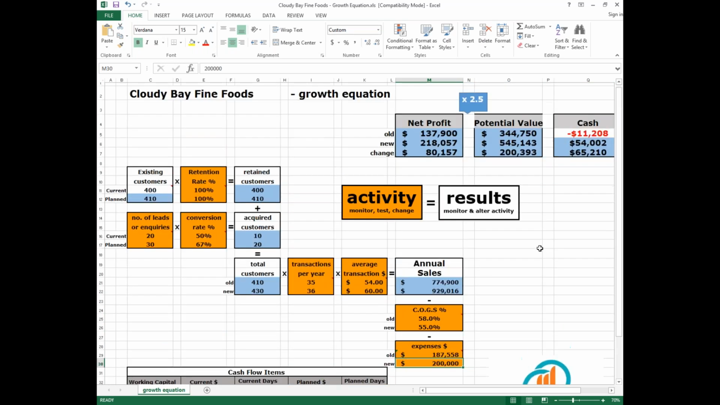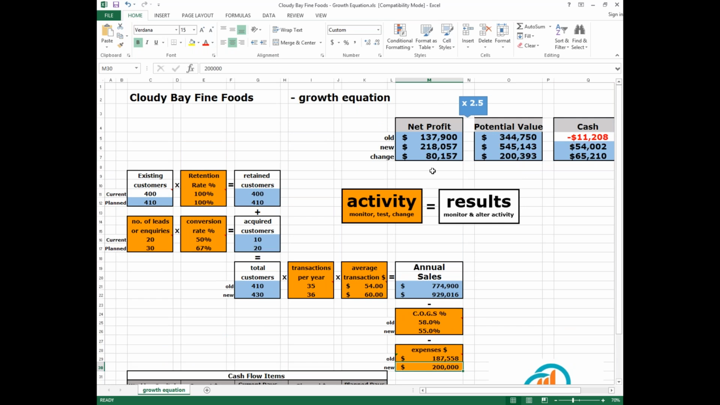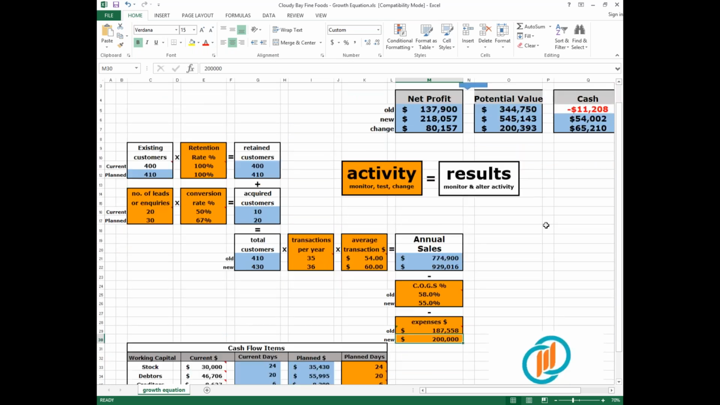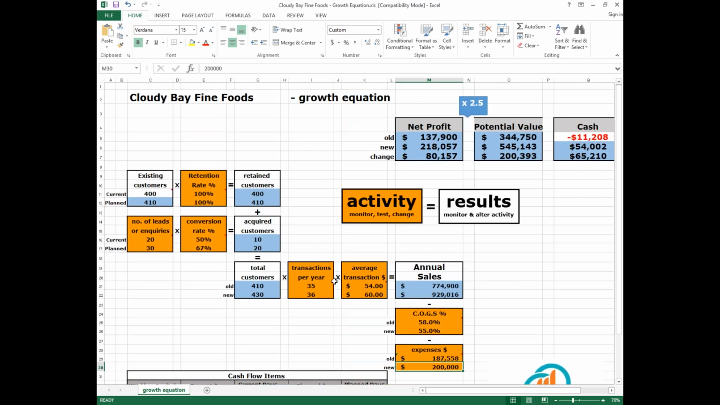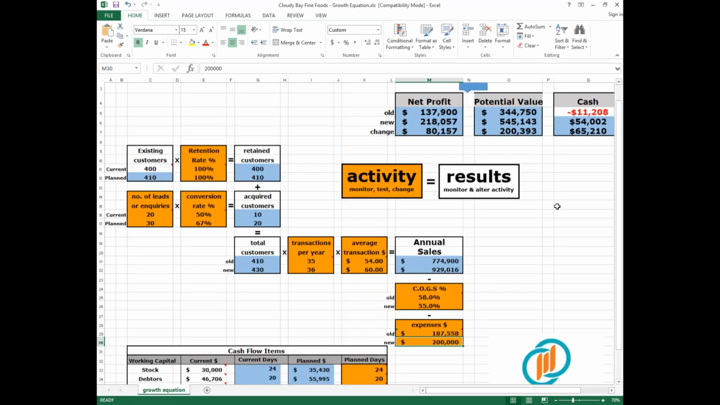So far what we've done is we've increased her profit from $138,000 to $218,000, so an increase of $80,000, which is a fantastic result. And by doing that alone, we will take the pressure off Nigella's cash flow. So her overdraft will go from an $11,000 overdraft, and she'll be back in the black to the tune of $54,000. So she'll be $65,000 better off.